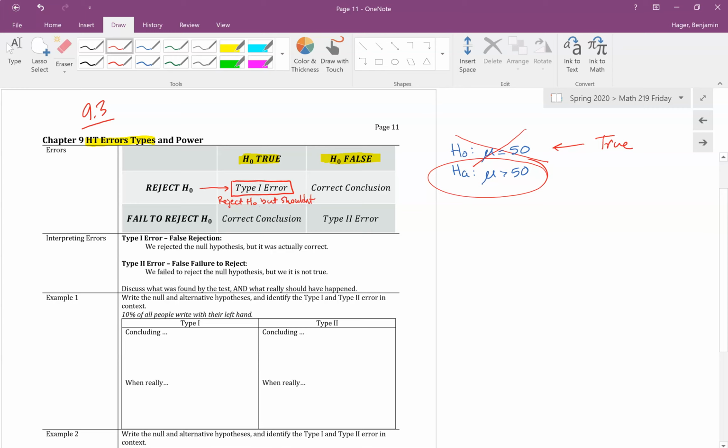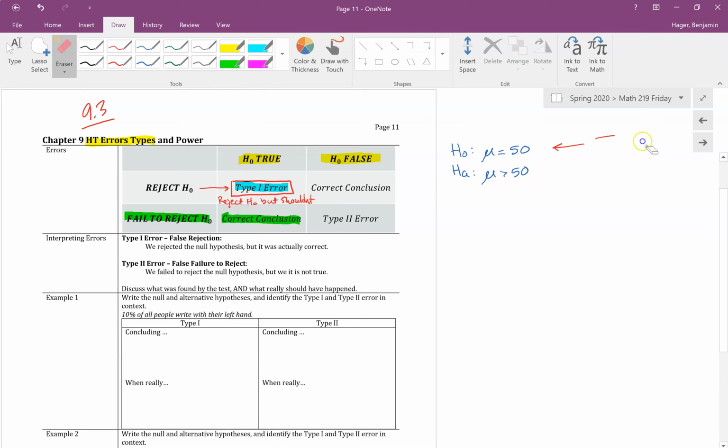If the null is false, then the correct thing to do would be to reject it. Get rid of it. That would be the correct thing to do.